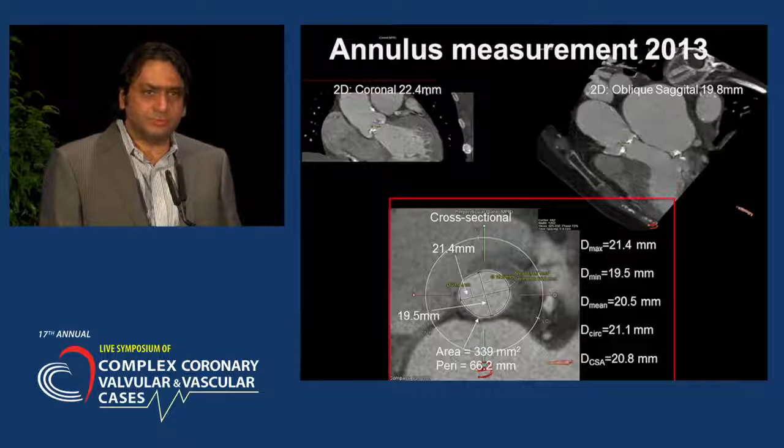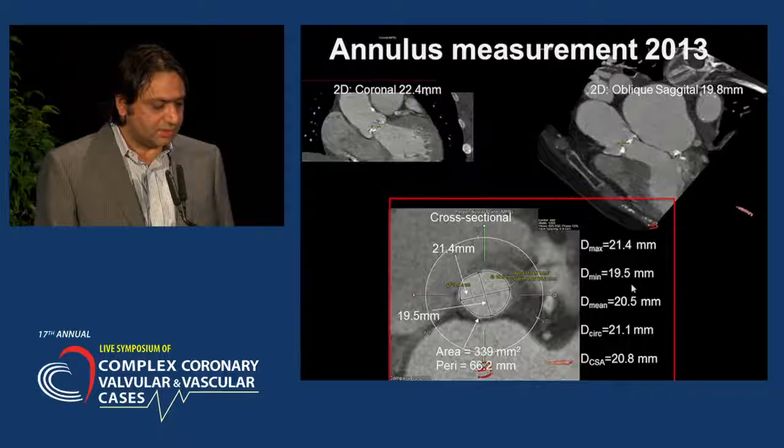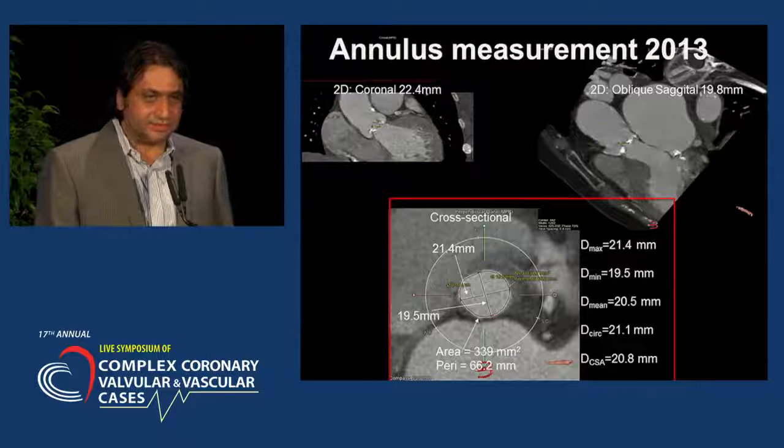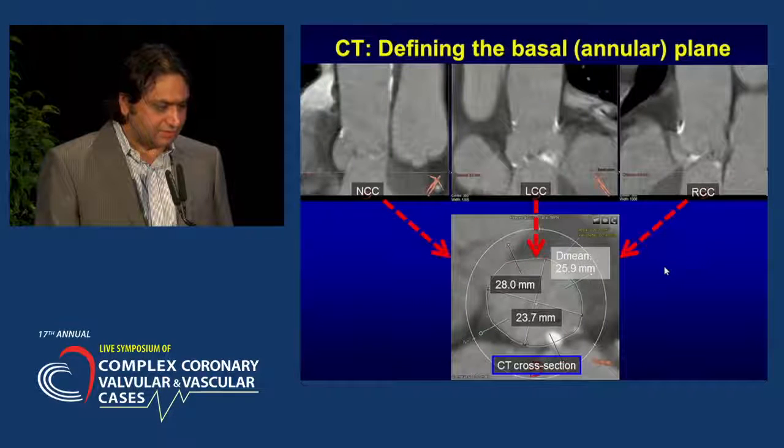So this is the way we do it now. And in about the last year and a half or 2 years, we've completely relied on CT. And if you look at this, you'll not only look at maximum diameter, minimum diameter, you look at circumference or perimeter and cross-sectional areas. And you need to get information at multiple levels: the level of the STJ, leaflet tip, sinus of Valsalva, and the annulus, of course.